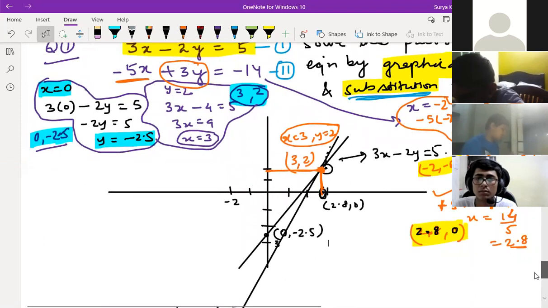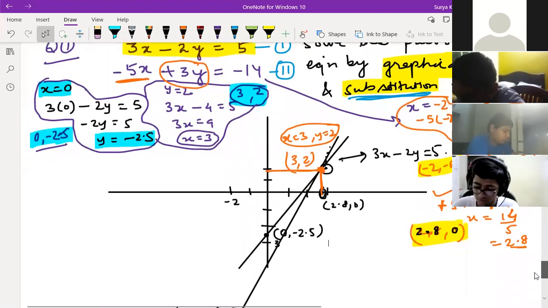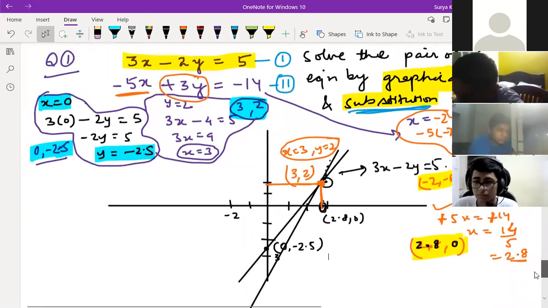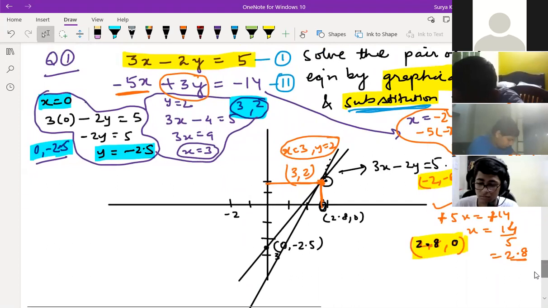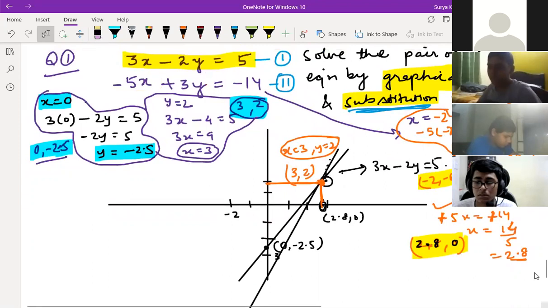All right, fine. Now you try to do it by the substitution method, children. Same question. Sir, if we do it and get the value 5 is equal to 5, sir, then what? Where do you get 5 is equal to 5? In the substitution method, yes, sir. 3x minus 2y is equal to 5, sir.